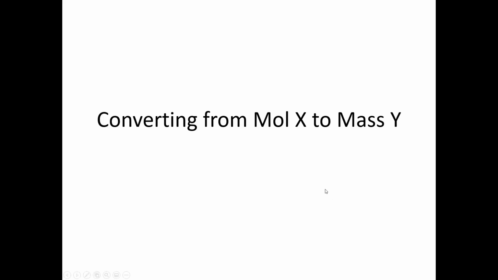Alright, so this is the next kind of stoichiometry problem. There are 4 kinds that you're going to learn, and so last one was mole to mole, and this one we're going to do mole to mass. So X to Y. You're starting with one compound and you're going to a different compound.